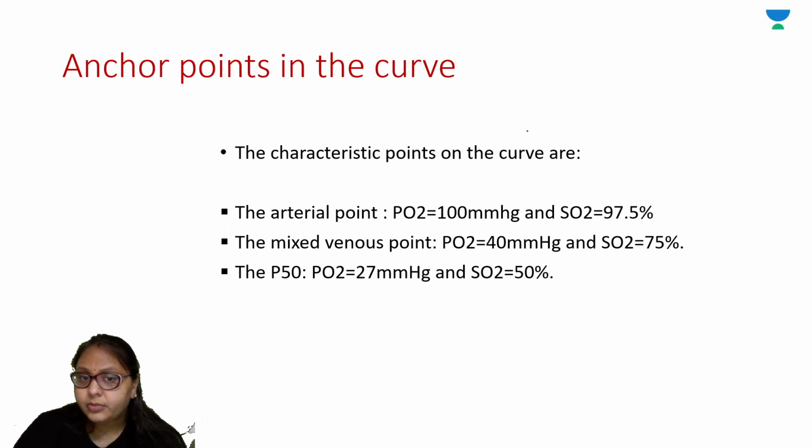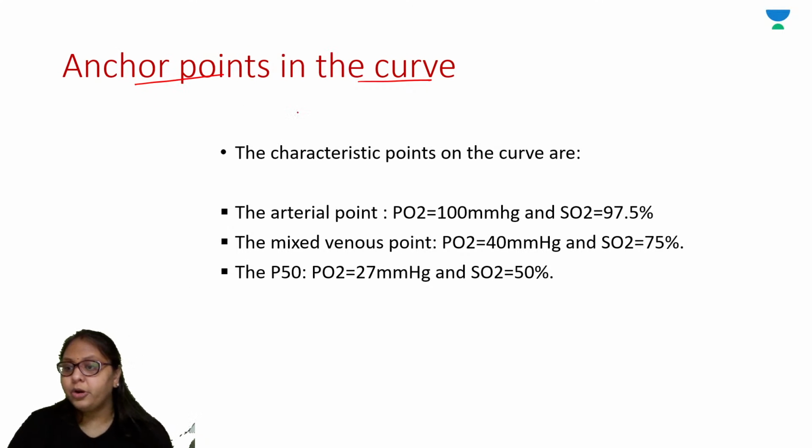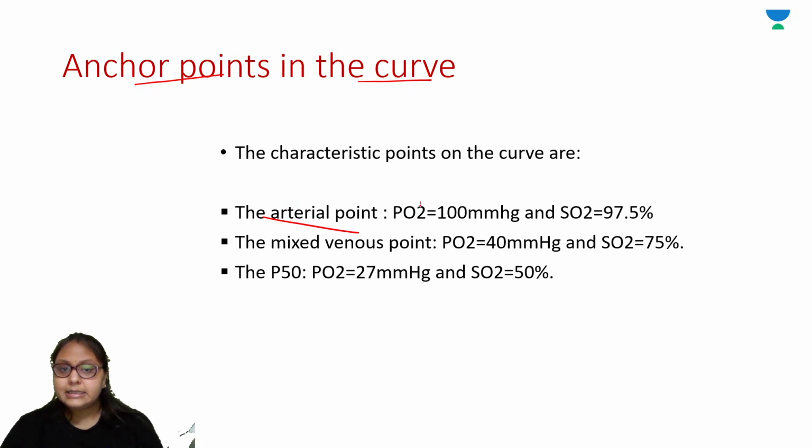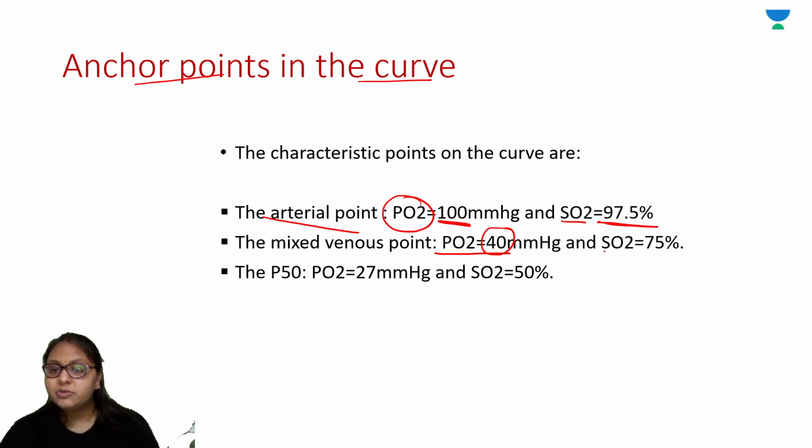Now there are certain points in the curve which are the anchor points, the important points in the curve. At the arterial point, when the partial pressure of oxygen is 100 millimeters of mercury, how much is the saturation? It is around 97.5. And at the venous level, how much is it? At 40 millimeters of mercury, the saturation is 75%.